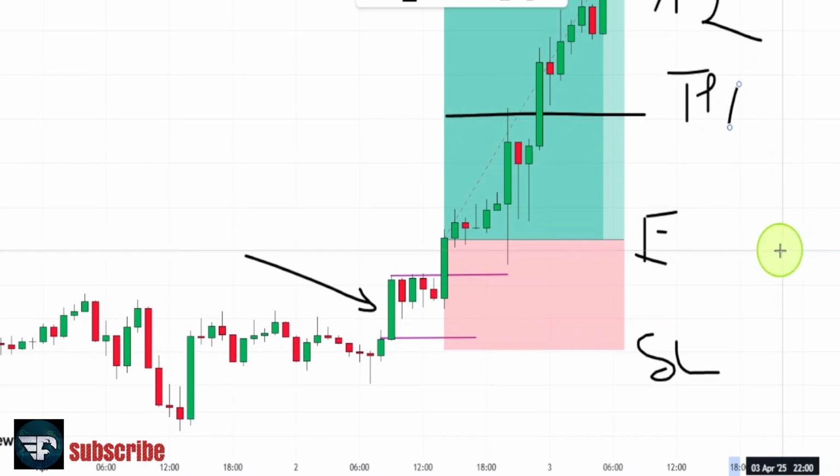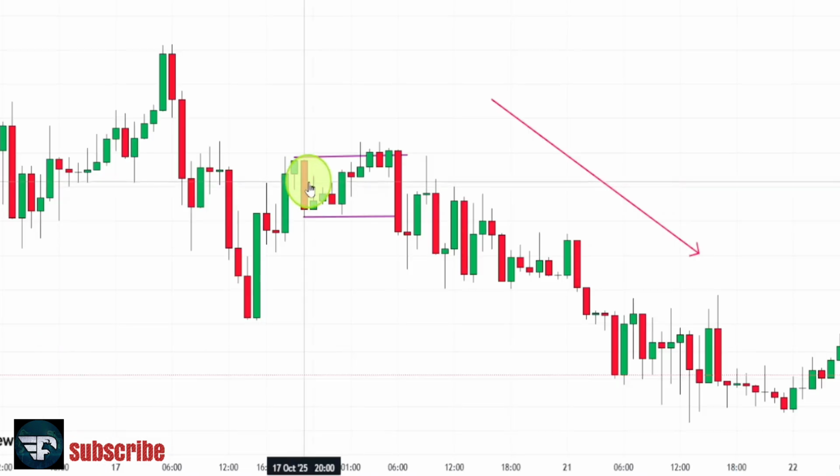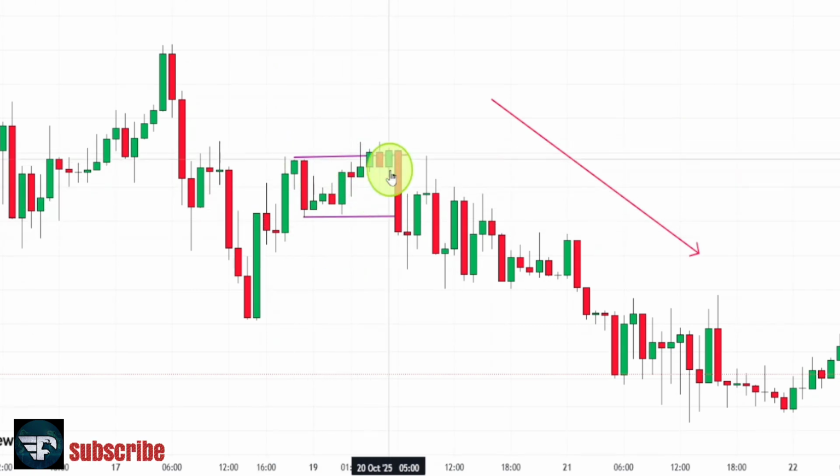Now let's look at an example of the bearish master candle. Our first example for the bearish move is here. We have this master candle covering all the 4 or 5 candles here. 1, 2, 3, 4. The master candle is covering them all. Now we draw the line to the top and then down below here. You are expecting a breakout to the downside.